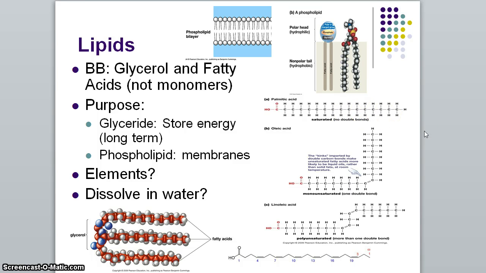So if you think about something like butter, at room temperature, butter has a lot of saturated fats in it, so it's solid. Something like olive oil is liquid at room temperature. Okay? It has a lot of these kinks in it.